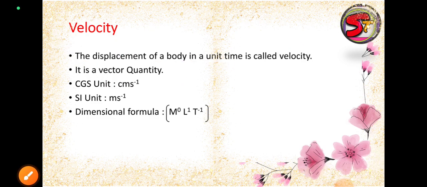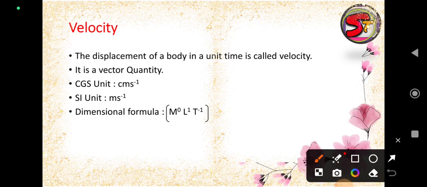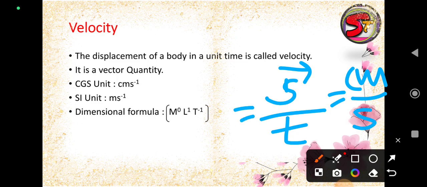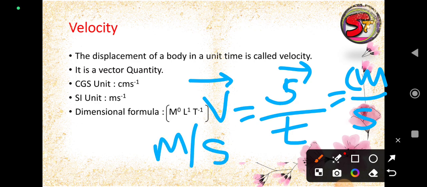CGS unit, right? What is the CGS unit of velocity also? Displacement means s bar by t only. So displacement is measured in terms of centimeter divided by second, denoted by v bar here. Okay, whenever we are talking about the SI unit, it is measured in terms of meter divided by second. So the SI unit is meter per second. The dimensional formula of speed and velocity both are again the same, M^0 L^1 T^-1.